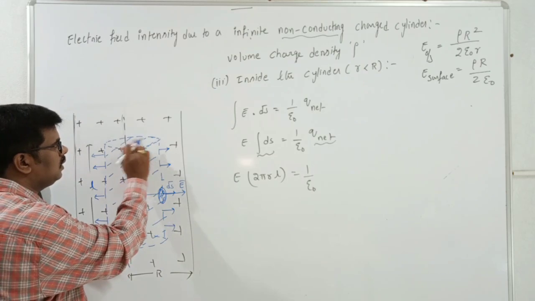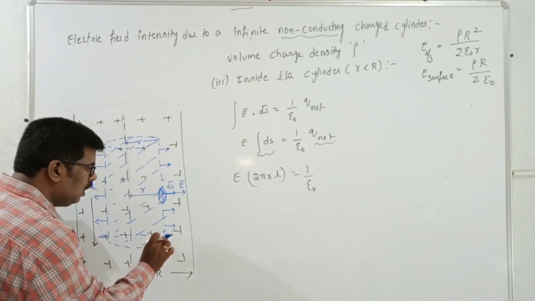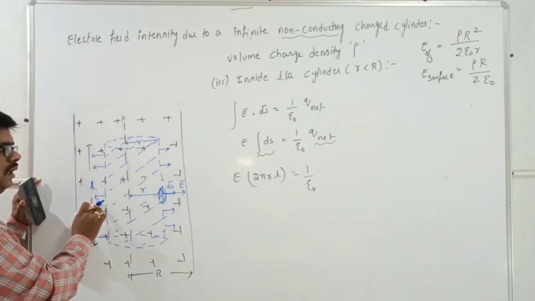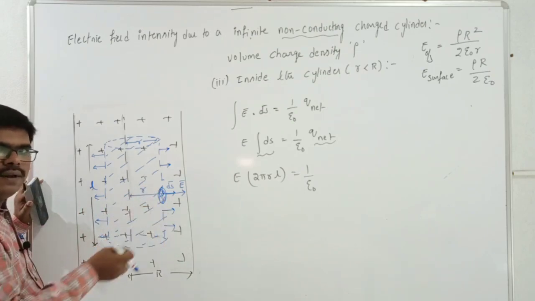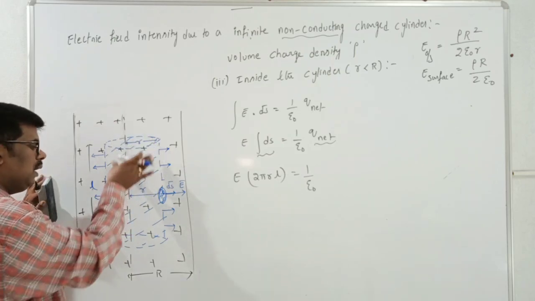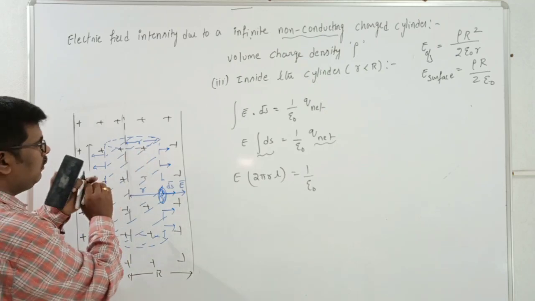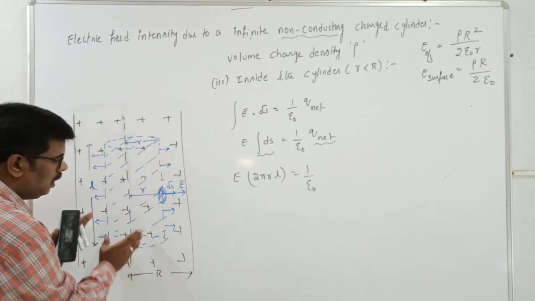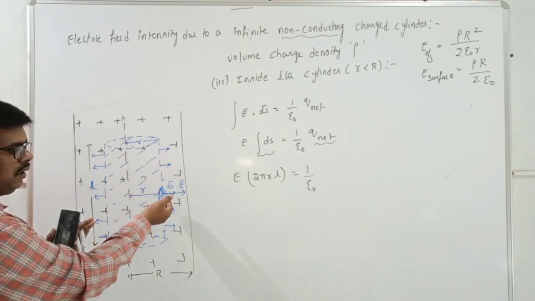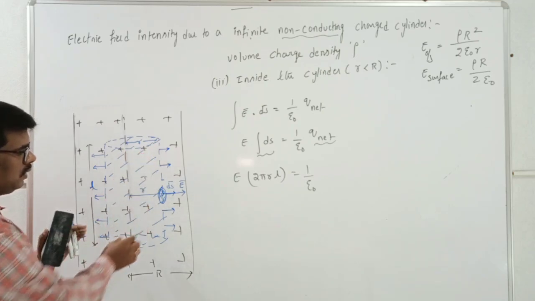That radius is small r. So only this part of the volume we need to consider. What is this volume? It is pi small r square into length L. That volume, if you multiply by the charge density, is nothing but the charge enclosed by this Gaussian cylinder. You understand clearly that only this particular volume we need to consider. So this particular volume into volume charge density, if you multiply, then you will get the charge enclosed by this Gaussian surface.